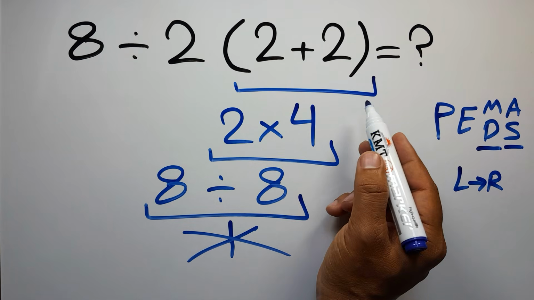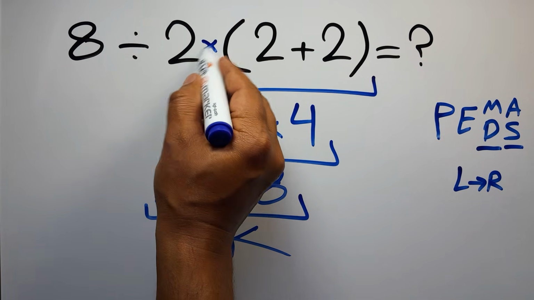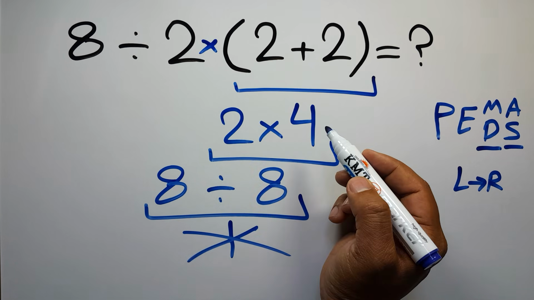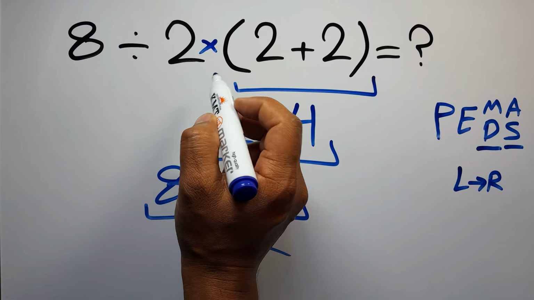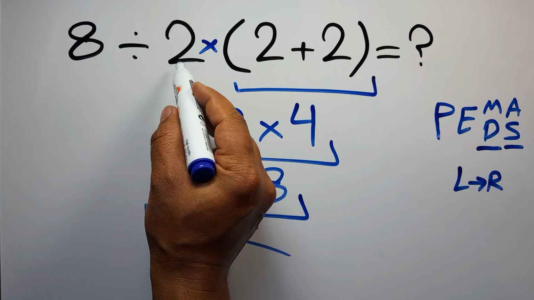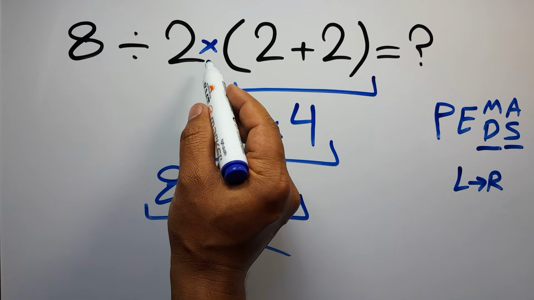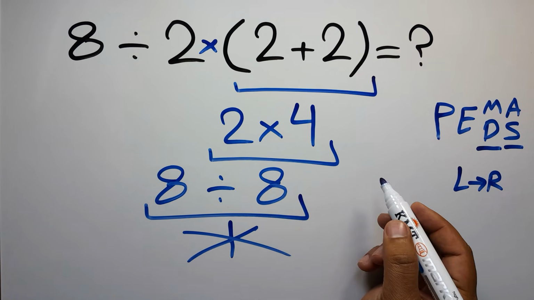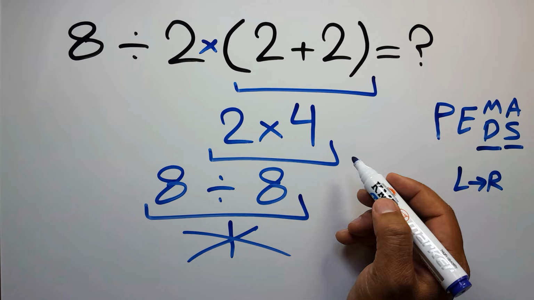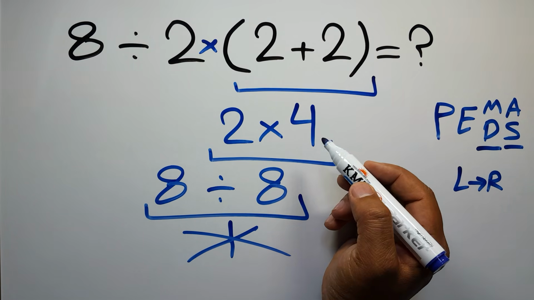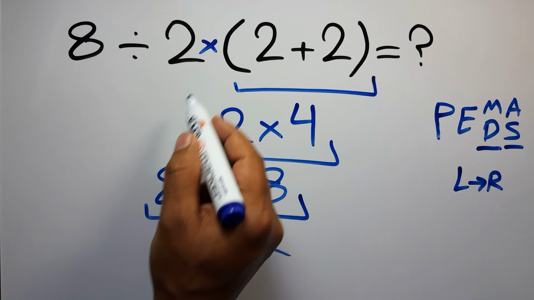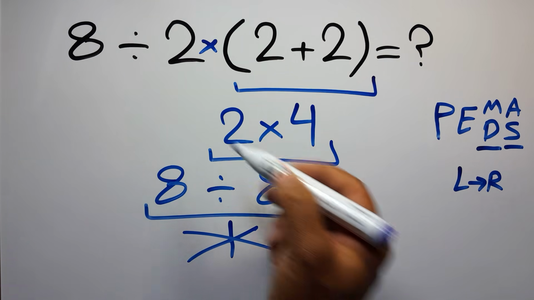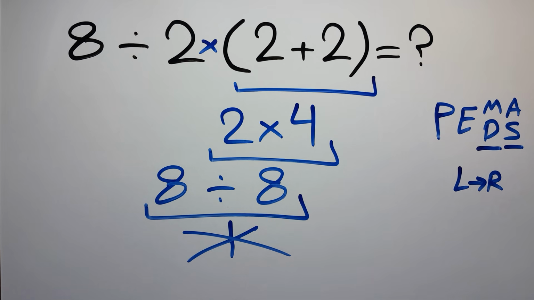In this expression, we have one division, one multiplication, and then one parentheses. Inside this parentheses, we have one addition. Here we have a multiplication because in mathematics, when a number is placed next to parentheses, it means multiplication, and we usually don't write the multiplication sign for brevity. Okay, so according to PEMDAS, first we have to do this parentheses, then this division, and finally this multiplication. If we do this multiplication before this division, it is wrong.